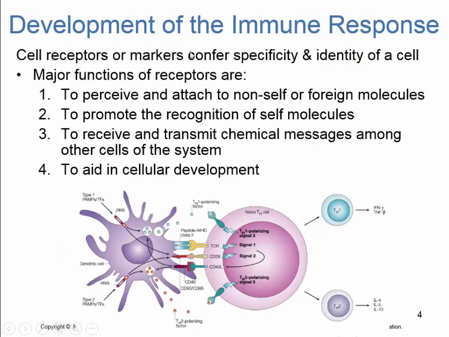The development of an immune response, first and foremost, is to perceive and attach to non-self or foreign molecules. We have to, of course, tolerate self molecules, and we then have to commit chemical signals between these cells to get them activated. Once we have this process, these cells will then differentiate into distinct lineages that are specific for the type of infection they have encountered.